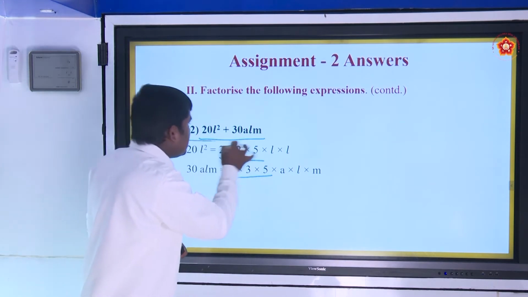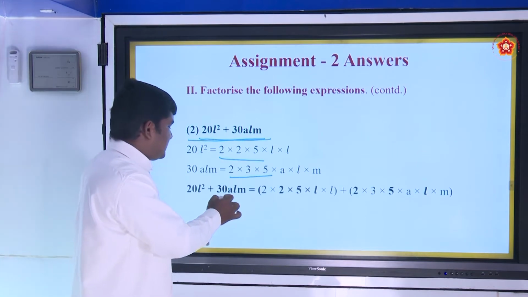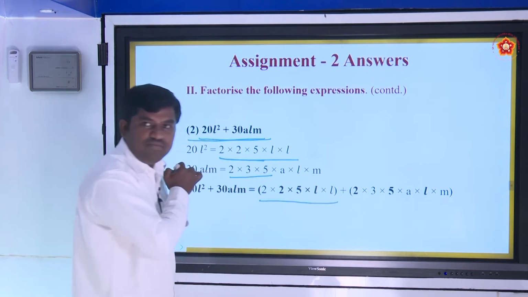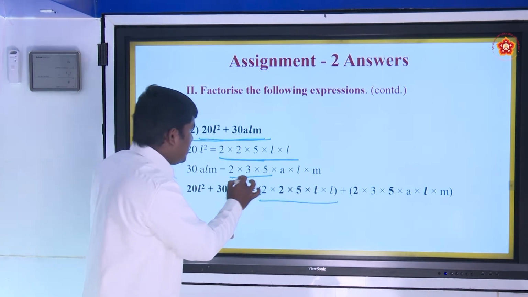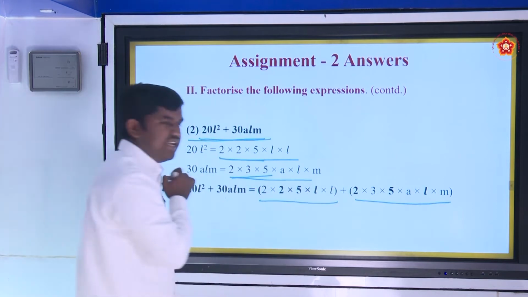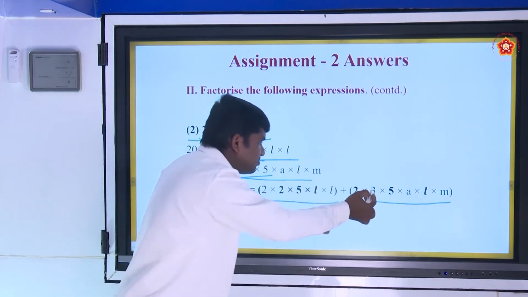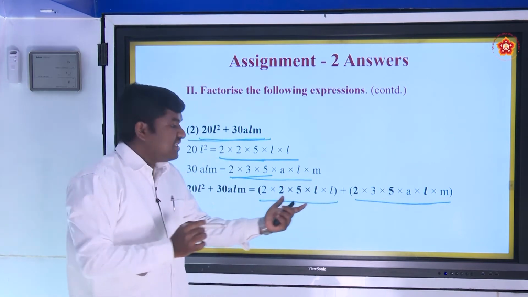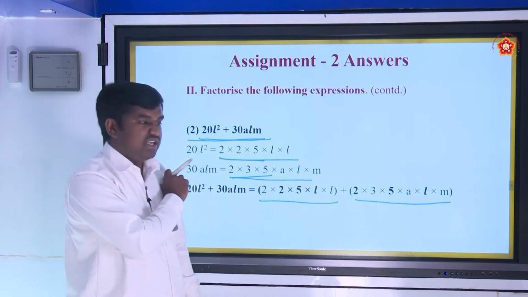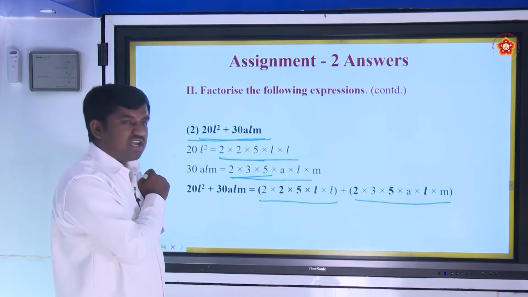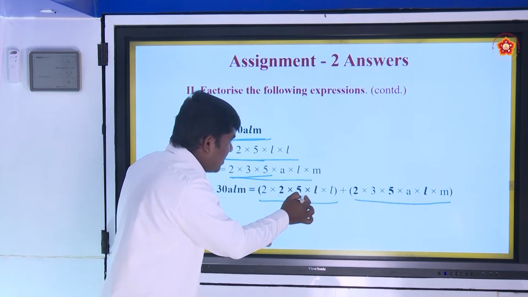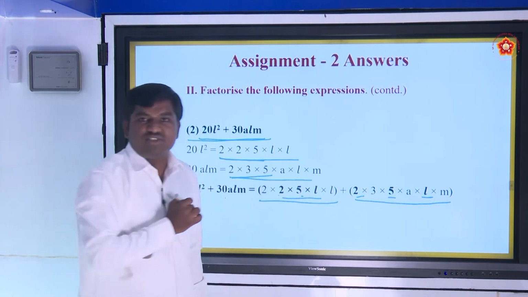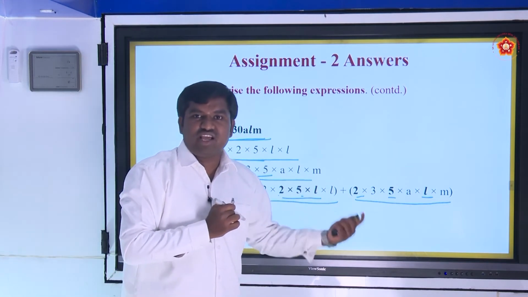Next, we can write the expression 20l square plus 30alm. 20l square, you should write the same. Next 30alm, with a plus sign between these 2. Then observe these 2. We have some same components, some same common factors here. Which are the common factors? 2, 5 and L. Here also 2, 5 and L. Both the terms have the factors 2 and 5 and L.